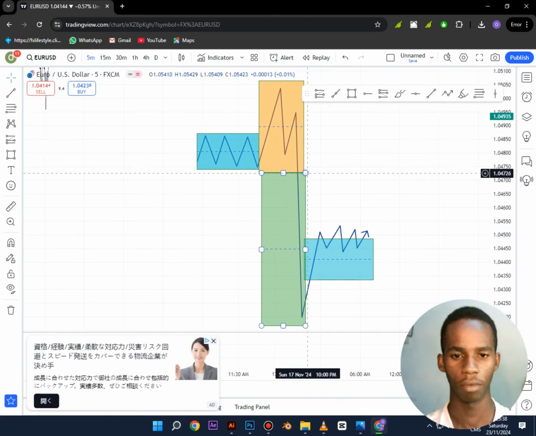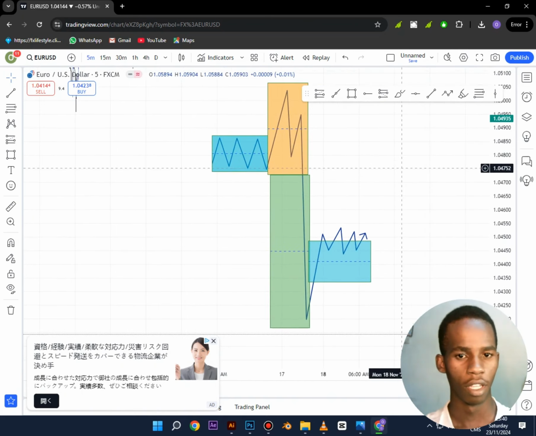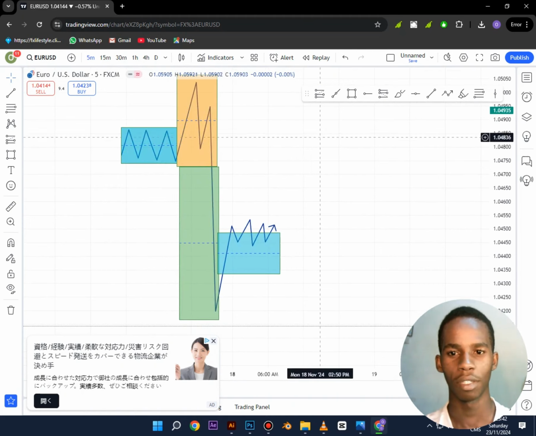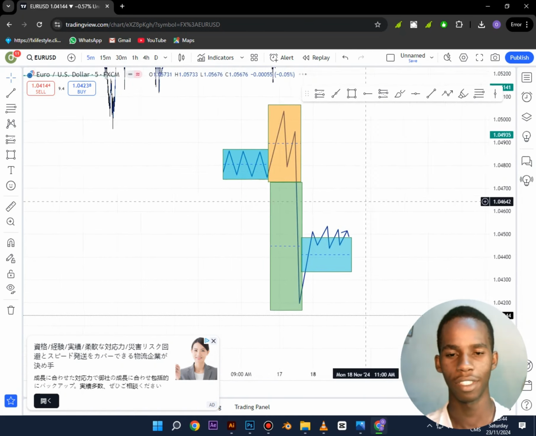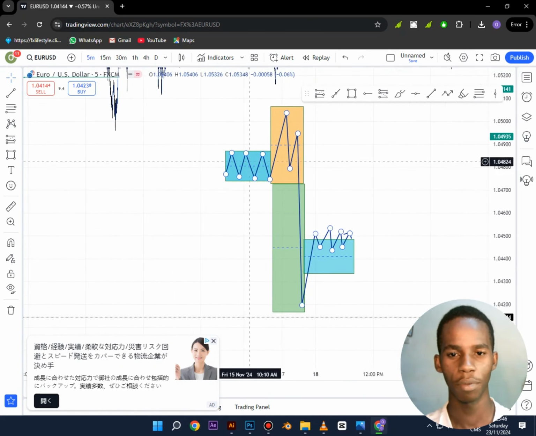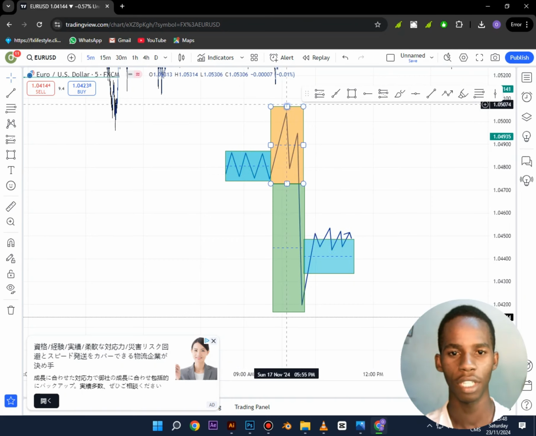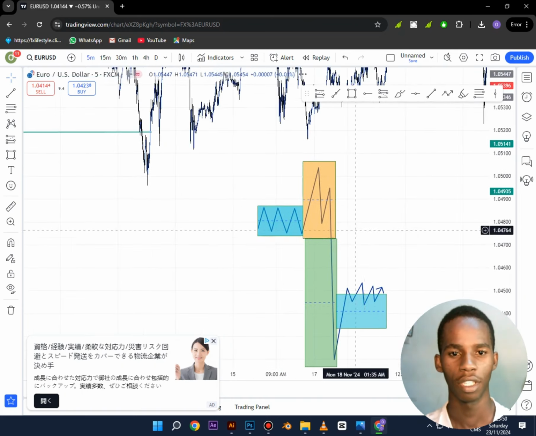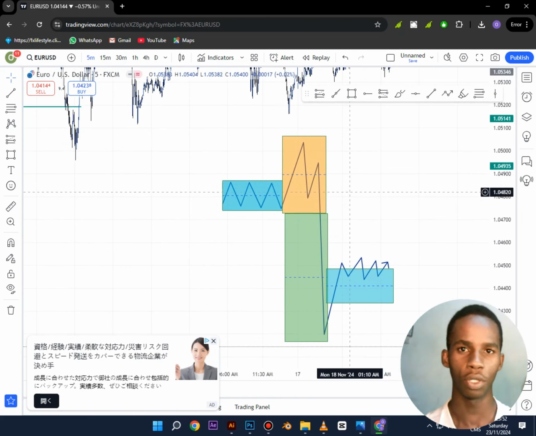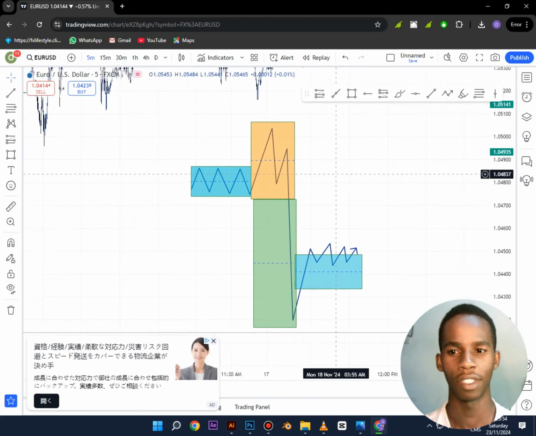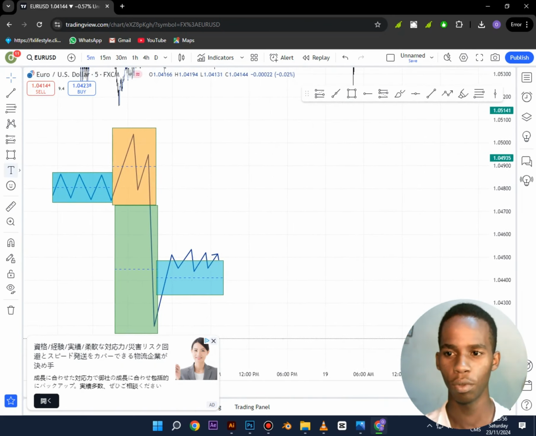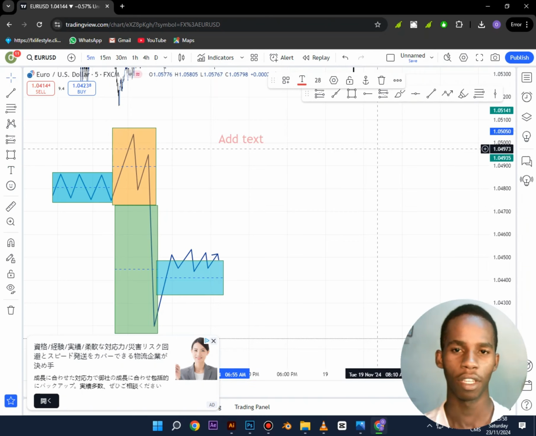Okay, so this is just one candle. As you can see, a candle: accumulation, manipulation, and then distribution. I'm going to show you how this one actually occurs. Basically, we get to use 2 time frames.